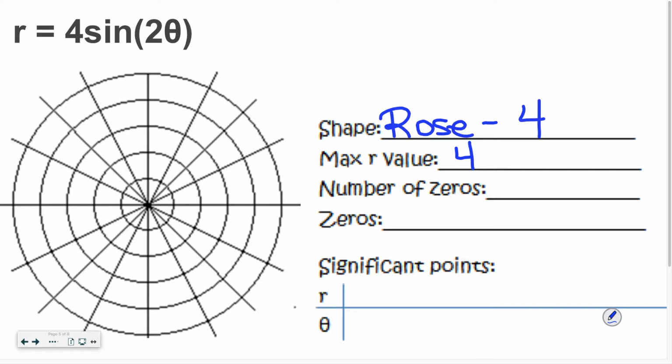All right. Now here is where things get kind of, well, they're different. When, what do you always do to start your graph? You plug 0 in for theta every time. I don't care what graph it is. You will always plug 0 in for theta. Well, when we plug 0 in for theta, what's the sine of 0? 0. Which means R is 0, and we begin at the pole.